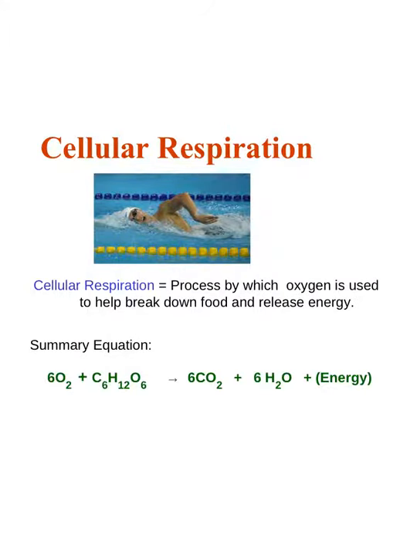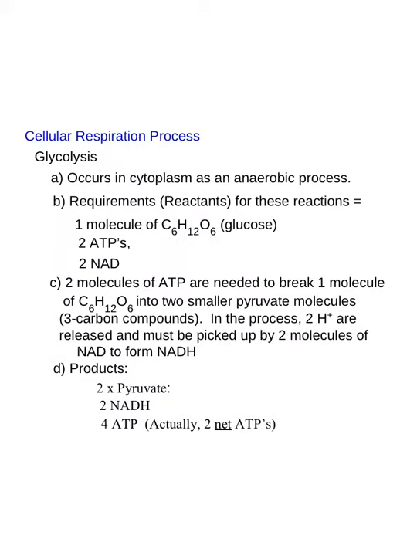We're not going to change anything with our definition of cellular respiration. We're still going to use oxygen to help break down glucose and release energy in the form of ATP. We're still going to get CO2 and water as waste. The net reactants and products of glycolysis are still going to be essentially the same, but we are going to look at some details of the steps of how we actually get to pyruvate molecules.